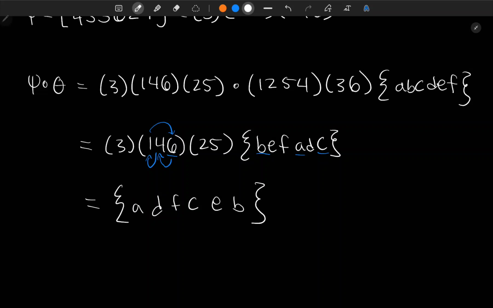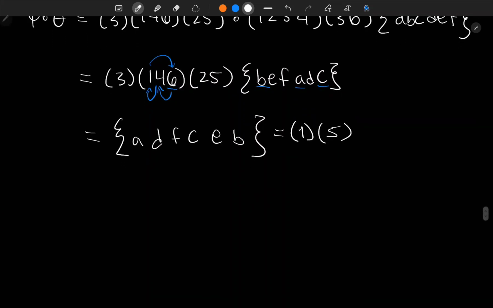So we have ADF, CEB. And that's exactly what we had before. But writing this in cycle notation, we see that we have 1. So A is left in the A position. So we have 1 by itself. Because we're acting on A, B, C, D, E, F, and A is still in the first position, we leave the first element alone. So we just have a 1 here. And since E is in the fifth position here in the argument, and E is also in the fifth position here, we have that the fifth element is also left alone.